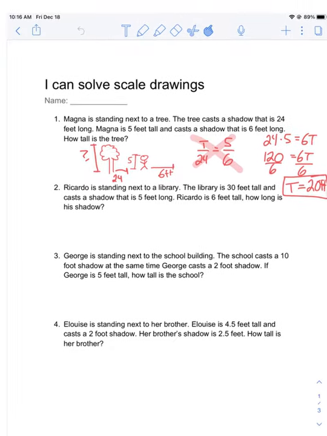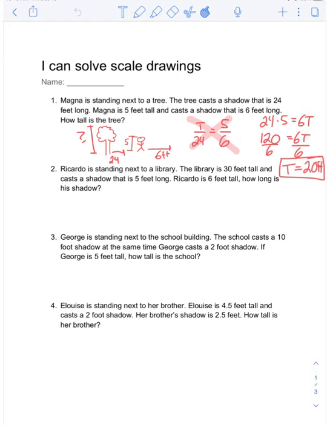All right, so there's one that we solved together. I'm going to help you set up the next one, and then hopefully you can solve it by yourself. Okay, so Ricardo is standing next to a library. The library is 30 feet tall and casts a shadow that is 5 feet long. Ricardo is 6 feet tall. How long is his shadow?